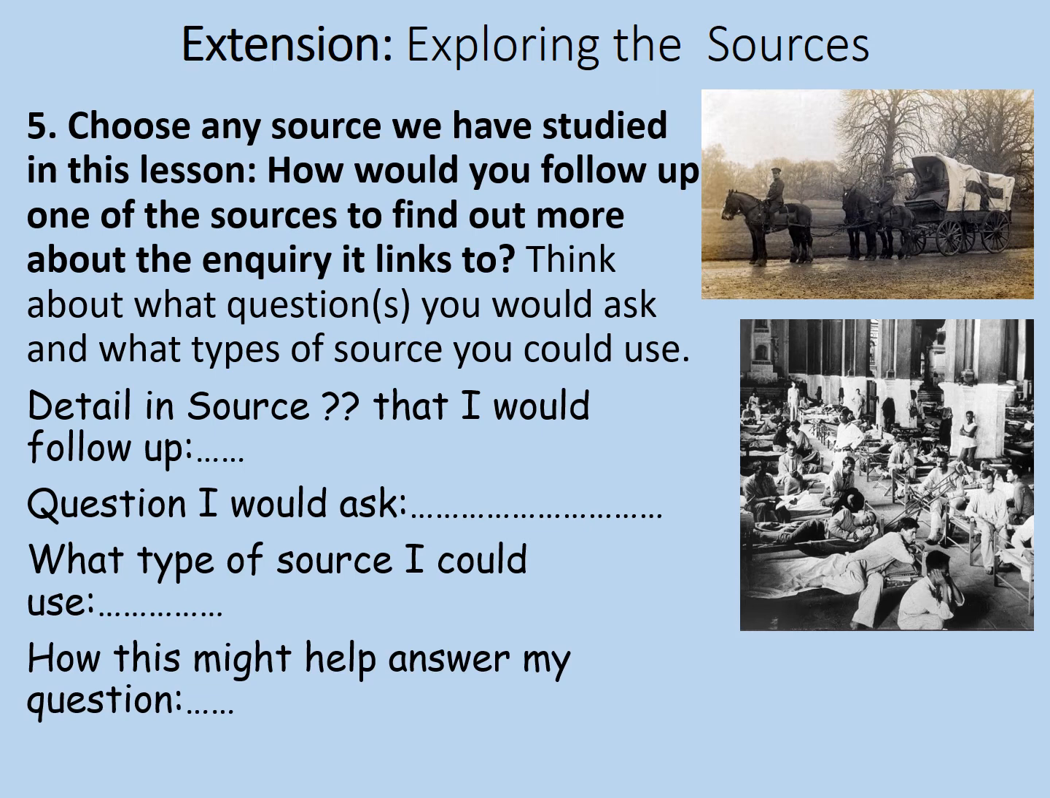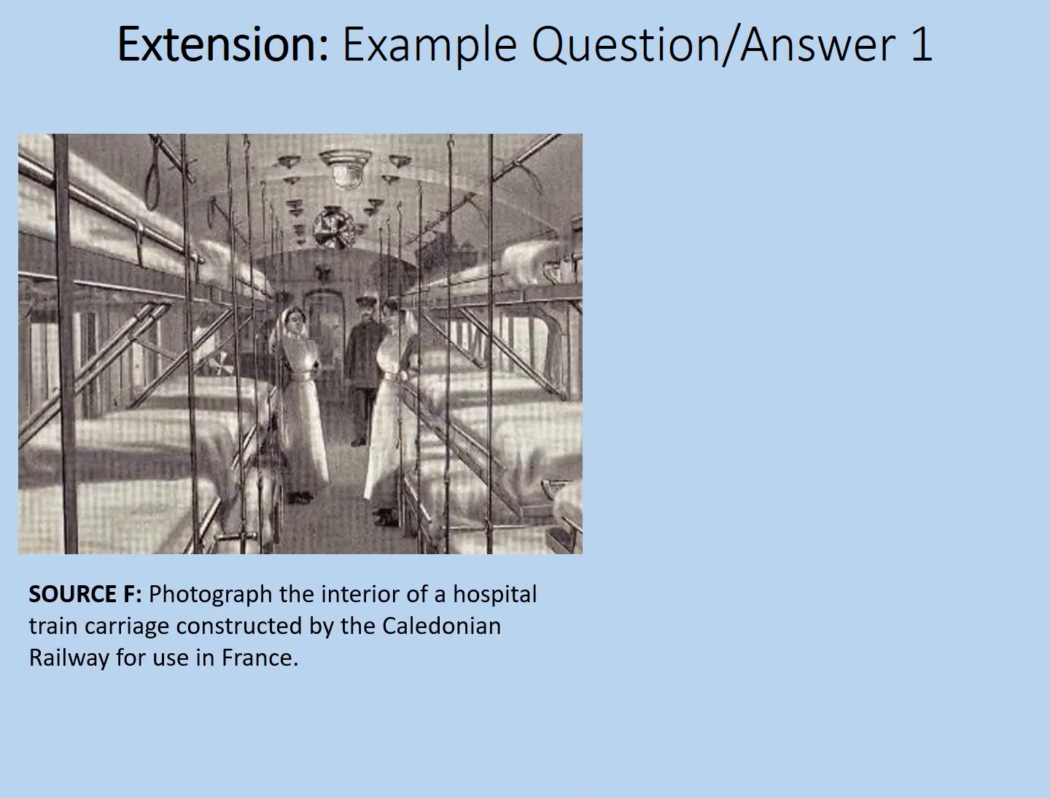If you've already got some familiarity with approaching these questions, then you can simply pause it here, look back at one of the sources, and see if you can answer the question right away. If you're going to do that, pause the video now. However, if you're unfamiliar with this style of question, let's look at a modelled example first so you can see the idea. We'll have a practice with source F, the photograph of the interior of the hospital train carriage constructed by the Caledonian Railway for use in France.